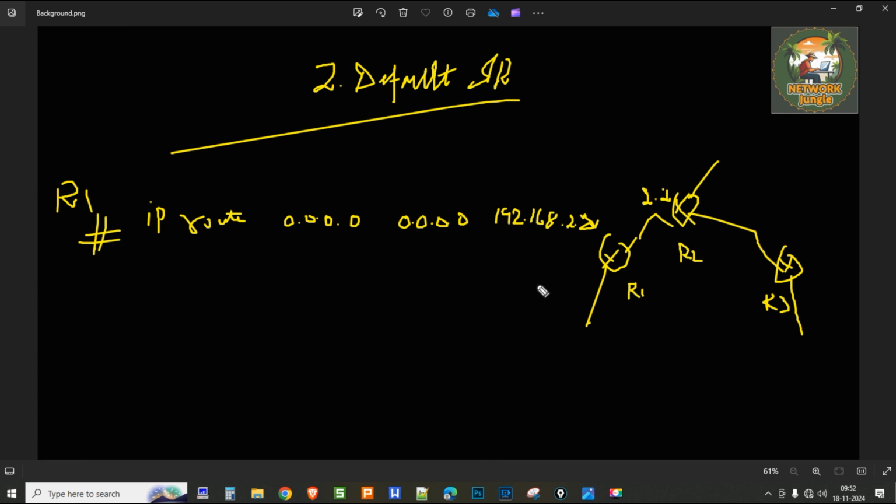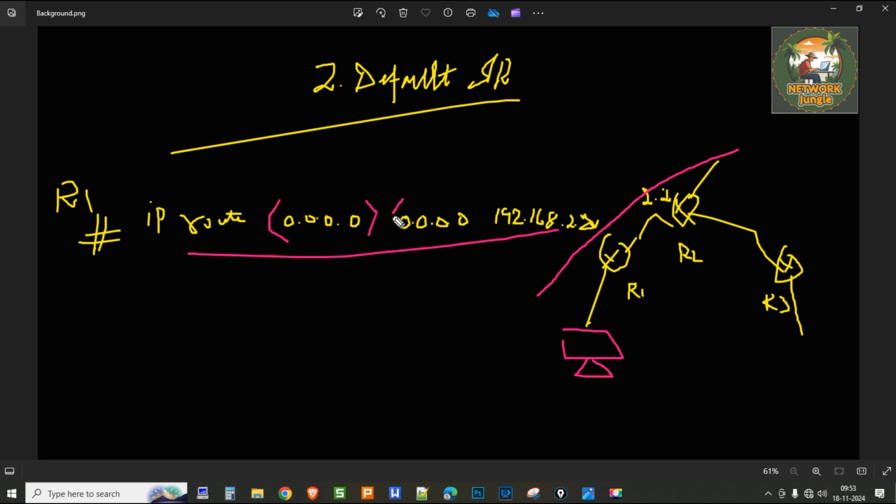So for any network, for example R1 users searching any website, any traffic from any network will be forwarded to the next hop using default static routing. It does not know the exact destination. That's why we need to configure 0.0.0.0 0.0.0.0. Mostly we configure this default static routing in the ISP router direction.